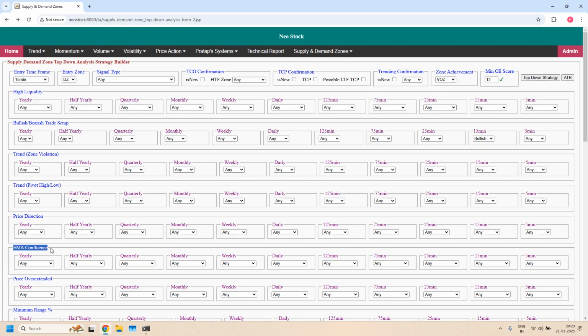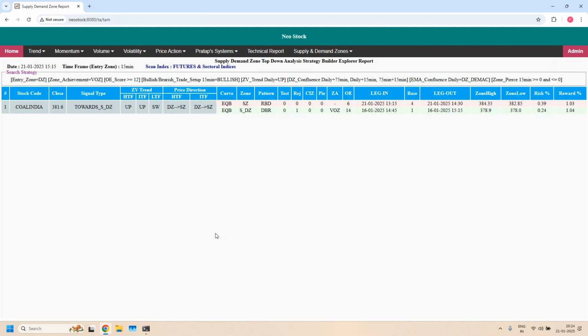In the EMA Confluence at a daily time frame, daily demand zone having daily EMA Confluence. Because the 15 minute zone together with the 75 minute zone is part of the daily zone. So that's why we are looking for that. But daily trend should not be sideways. So daily trend should be uptrend because it is a bullish trade setup, HTF trend. Let's filter. We got 1 stock. This is an even more high probability trade setup supported stock.